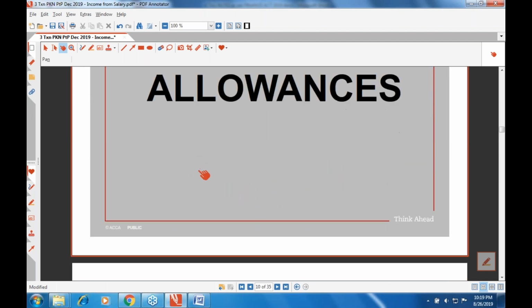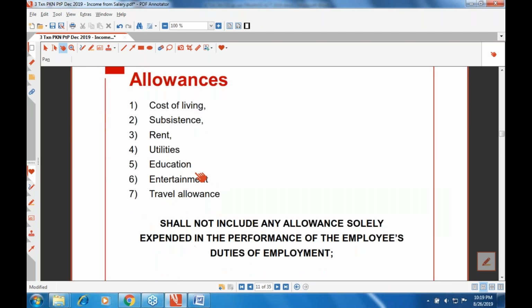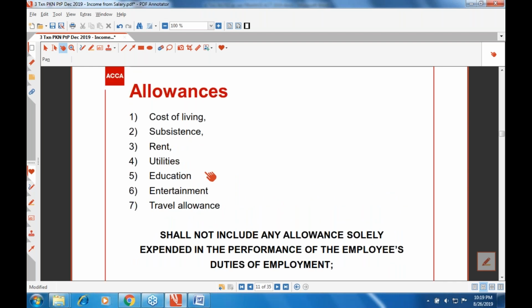Okay, the next situation is the allowances. Now, what do we mean by allowances? The Pakistani tax law with respect to salaries has now become very simple. Earlier, under the income tax ordinance of 1979, the tax law pertaining to salary was very complex.